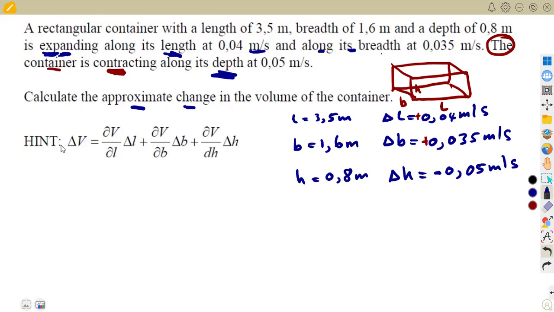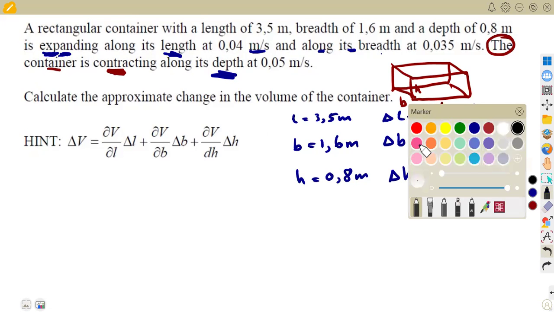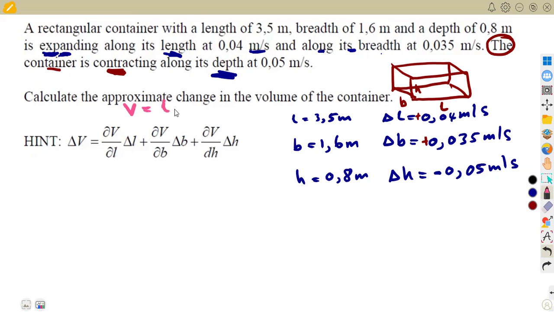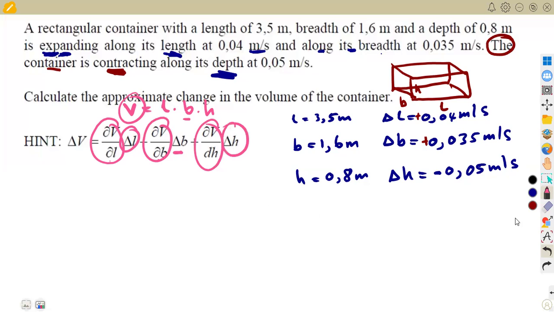You're given the hint to calculate that change. If you check where we are taking this from, remember we're talking about the change in volume, and we understand that the volume of a rectangular prism is given as length times breadth times height. So that's where we see the derivative of the volume affecting the length. It's going to affect the length times the change in length. Volume with the breadth, so it's the volume with the breadth times the change in breadth. Volume and height, this is volume and height times the change in height. So as you can see, that is where the formula was taken from, right? We have our formula for volume.